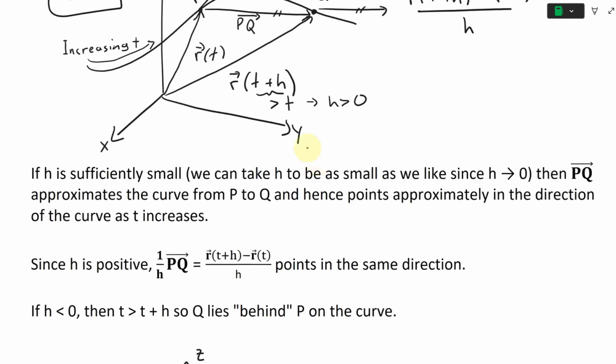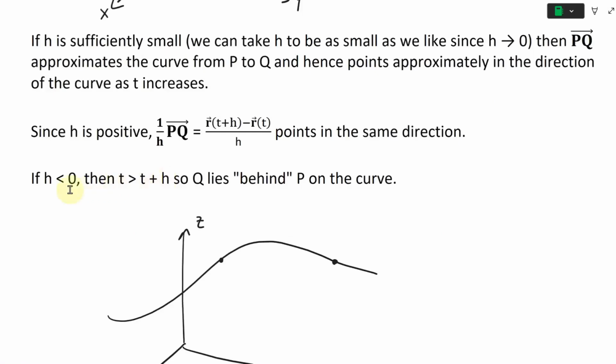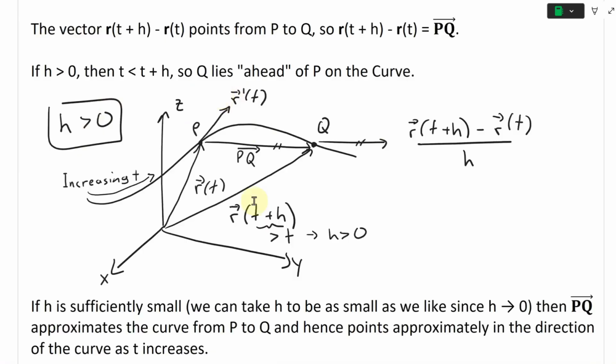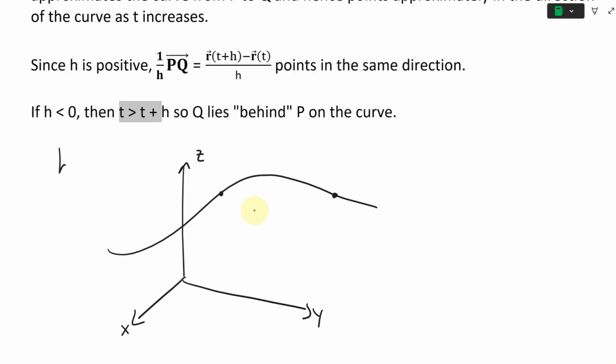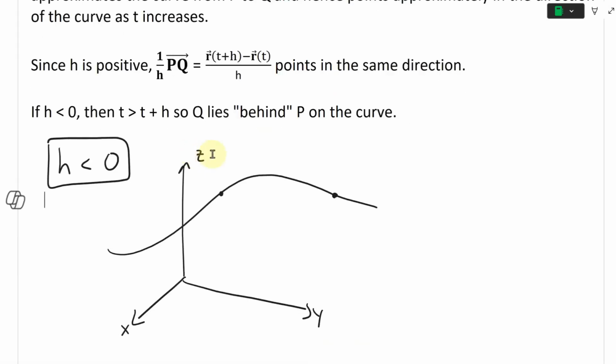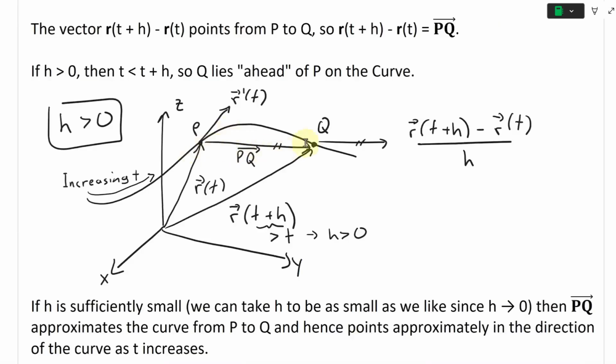All right. And going further, if h is less than 0, then t is greater than t plus h, so Q lies behind P on the curve. Here I just took the exact same figure, copied it and pasted it here. So now let's take a look at the case where h is less than 0. What this means now is, instead of having a scenario like this, we actually need to go backwards.